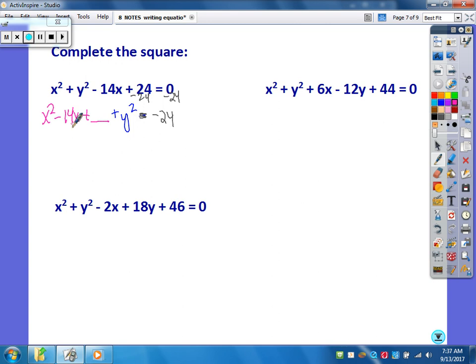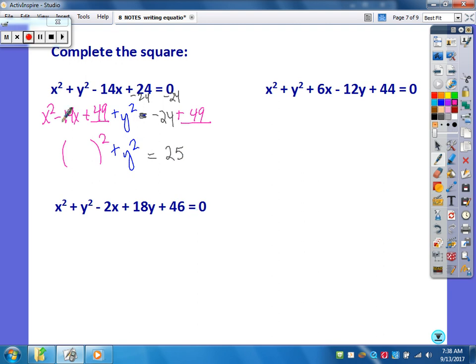So half of negative 14 is 7. 7 squared is 49. So I add 49 to both sides. And then we'll do the shortcut for factoring. So parentheses squared here. Again, there's nothing with the y, so I'm just going to bring down the y squared. And I'll go ahead and add these two together. So positive 49 and negative 24 would be 25.